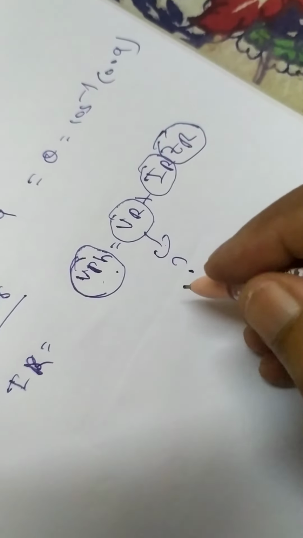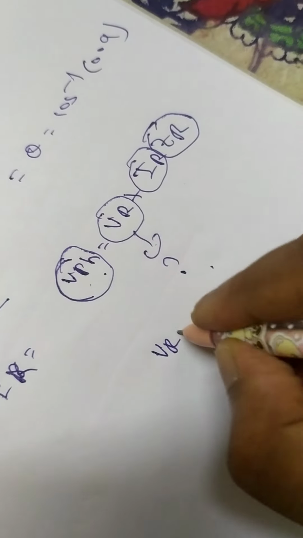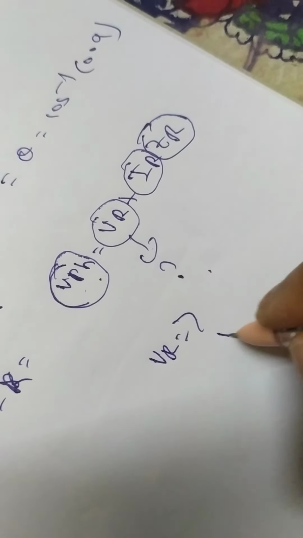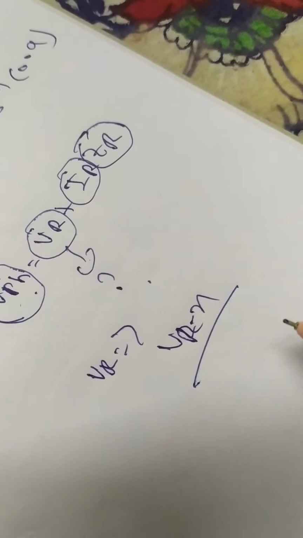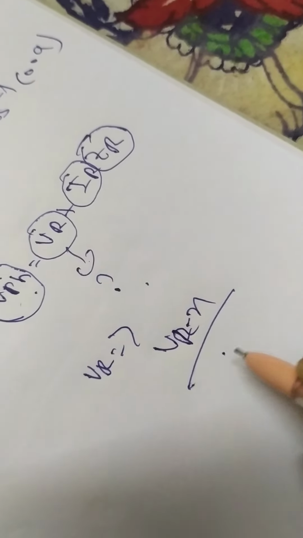Now the receiving end voltage VR is nothing but whatever the phase may be, VRN. So we will find out VRN. This is model problem 1. So I have to explain it briefly in total.